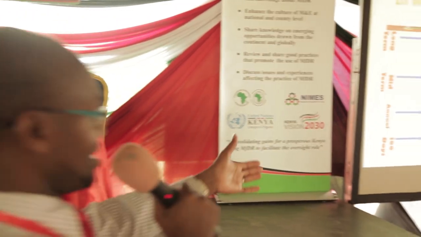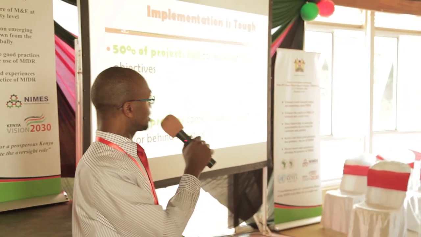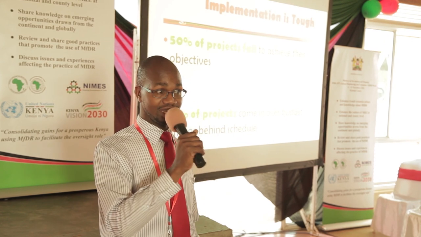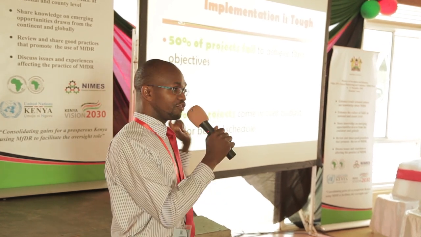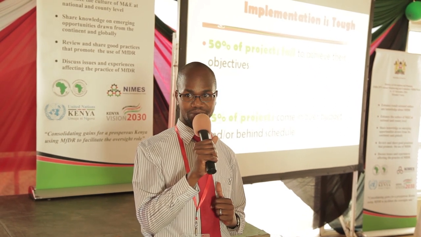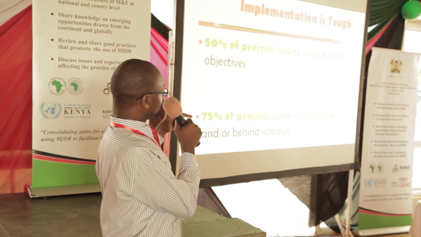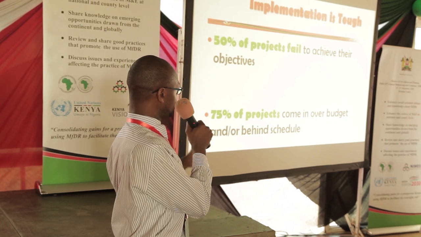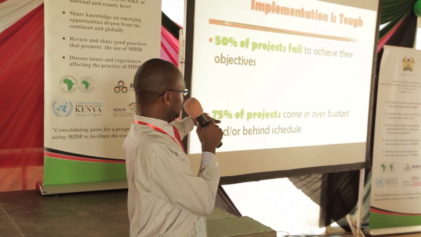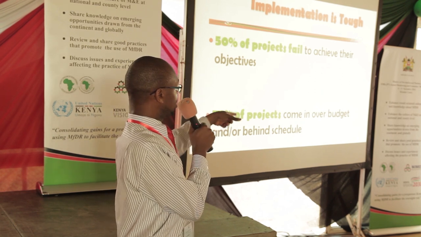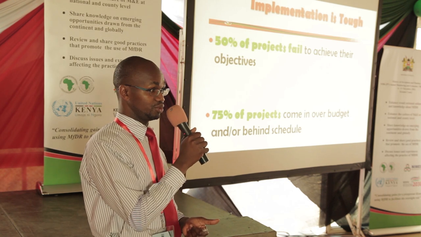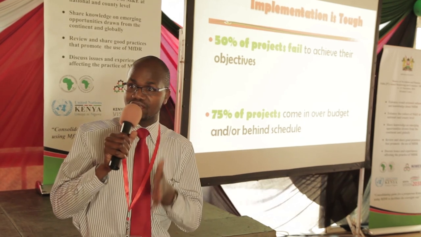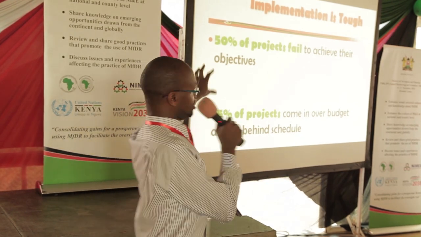So then, as we move forward, normally in government, private sector, and civil society organizations, implementation of our work plan is normally very tight. More often than not, 50% of projects fail to achieve their objectives. However, 75% of those projects come in over budget and/or behind schedule. Go and do your mathematics in your respective institution. You realize that unless everybody else is doing their work right at the right time, this is the scenario. Let's move on.